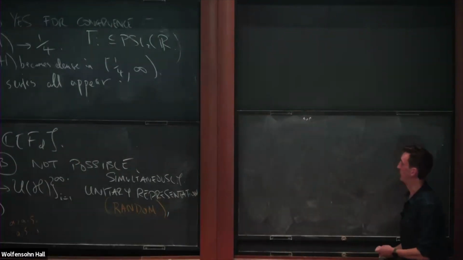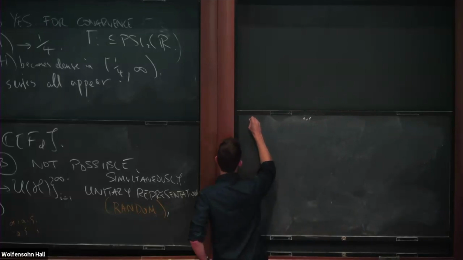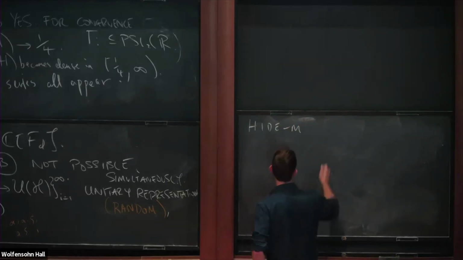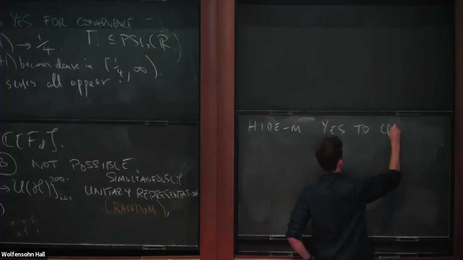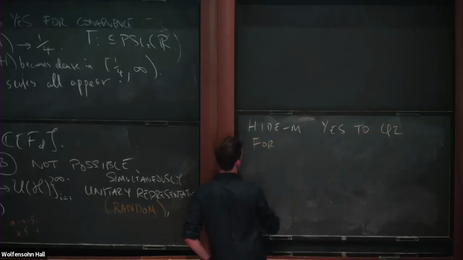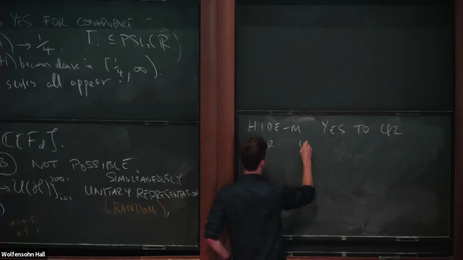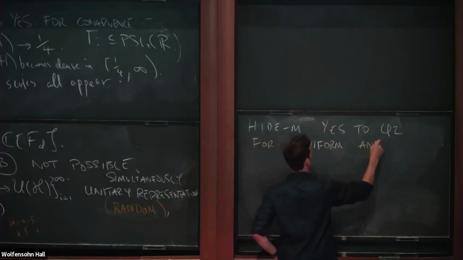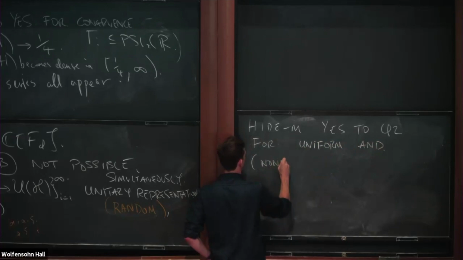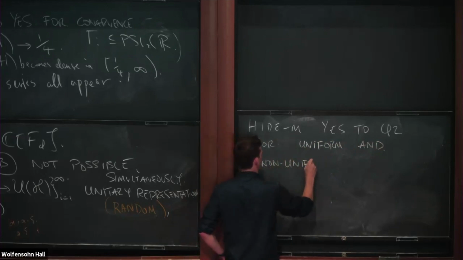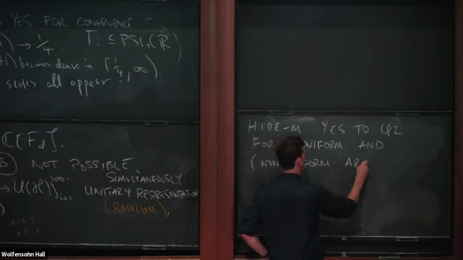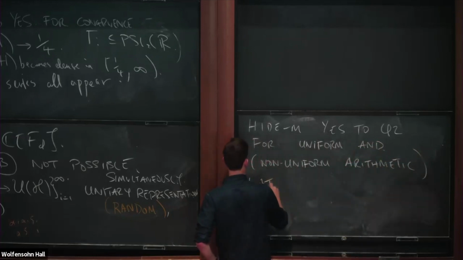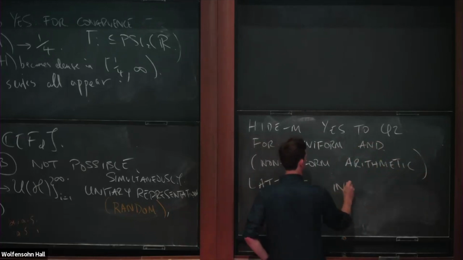So my contribution is the following theorem, which is joint with my student, Will Hide. The answer is yes to question 2 for the following two types of lattices: either uniform, which means co-compact, or non-uniform, but in this case you can add arithmetic lattices in PSL2R.